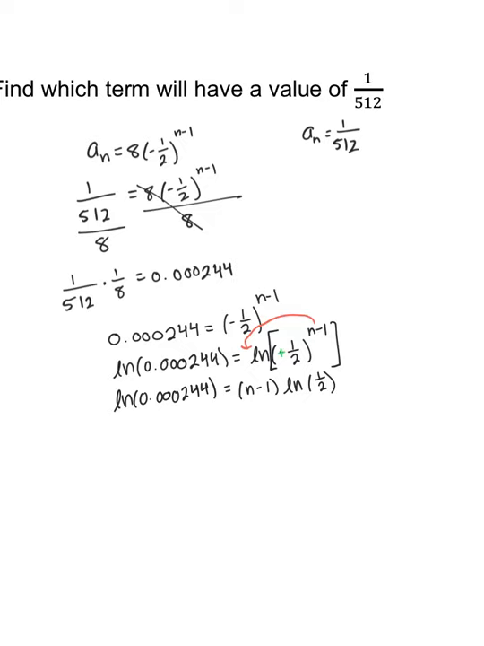So if I take the natural log of 0.000244, you get negative 8.318. And remember that the whole goal here is that we're solving for n. So I want to get the n-1 by itself first. So I'm going to divide both sides by the natural log of 1/2.